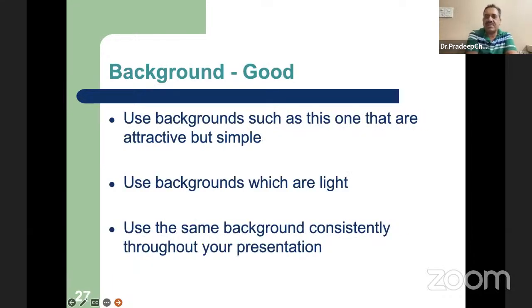Background: use a background such as this one that is attractive but simple. Use backgrounds which are light. Use the same background consistently throughout the presentation. Now I have used some bad ones.